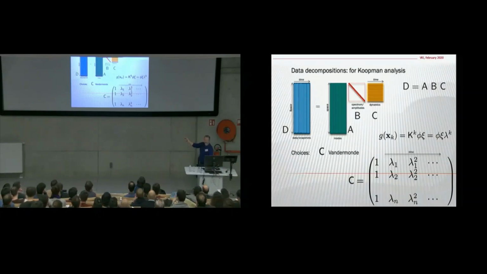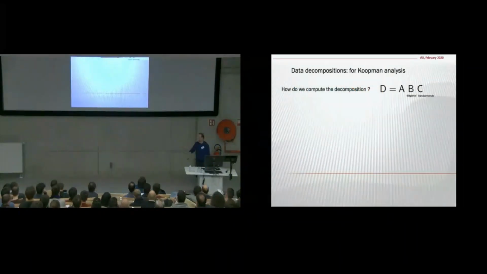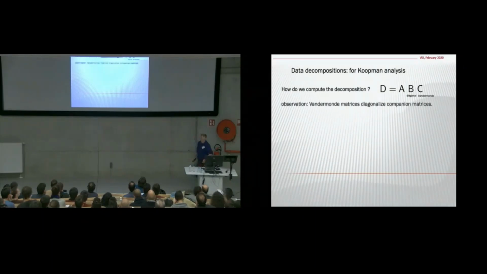a Vandermonde matrix. If you look that up, there is no decomposition like this, or at least not one you can pull off the shelf. So we have to work a little harder to get this. How do we compute that? This is what we want. So the critical observation here is Vandermonde matrices diagonalize companion matrices.